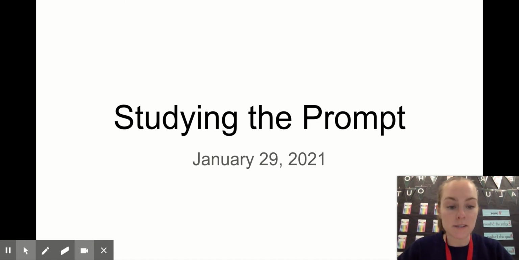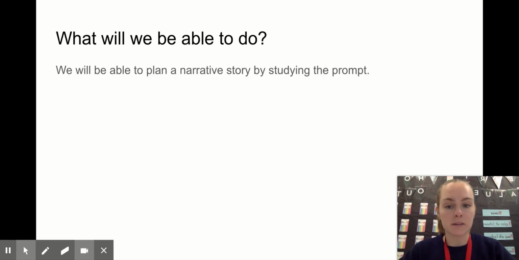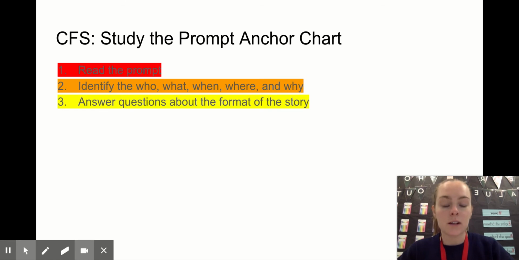So today, before we start the writing process, we need to know what we are starting to write about. So let's look at what we will be able to do. Let's read it together on the count of 3. Ready? 1, 2, 3. We will be able to plan a narrative story by studying the prompt. So we have 3 steps to help us study the prompt. Here is our anchor chart.